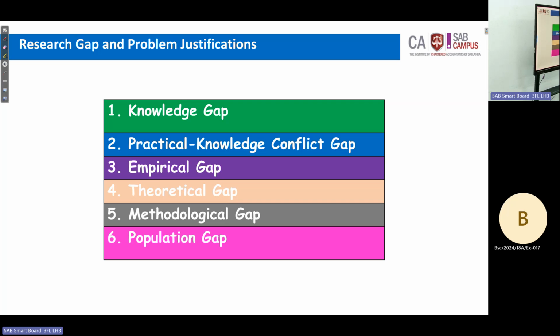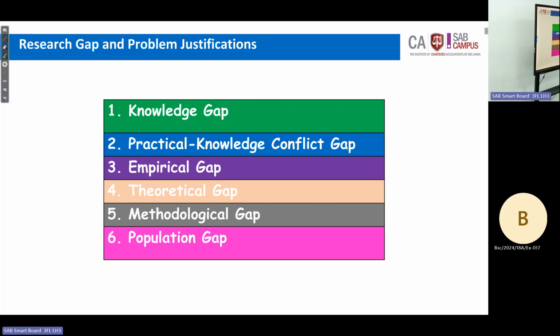What happened? The population has been changed, right? You can identify it's the population gap. Even though the whistleblowing policies and the implementation of financial departments have been tested in the Nigerian companies, it has not been tested in the Sri Lankan population. There is a gap in the Sri Lankan population. You can do that kind of research.